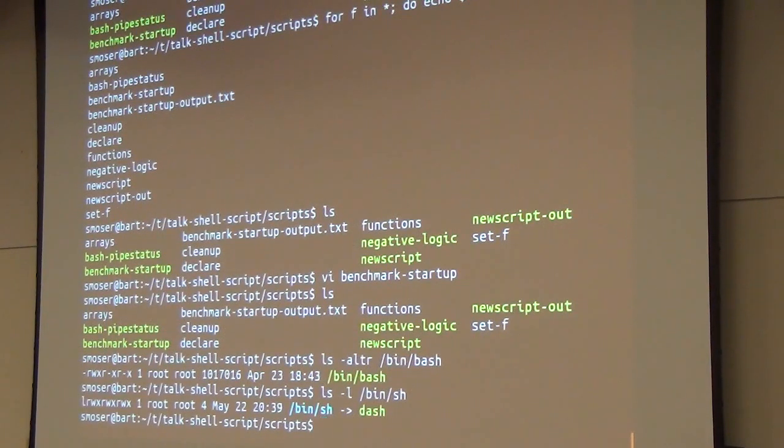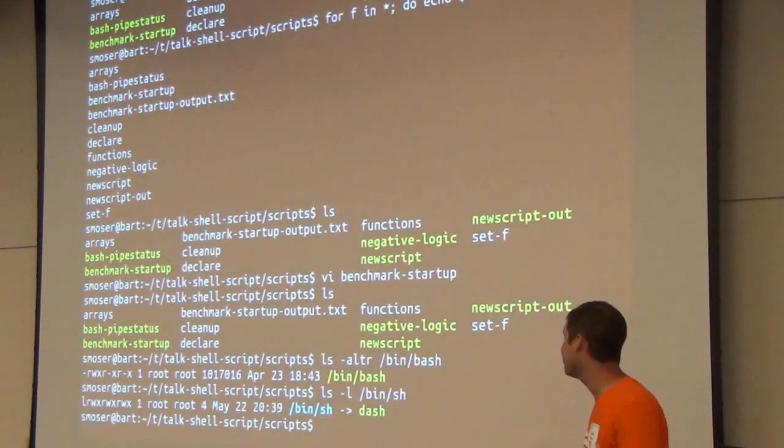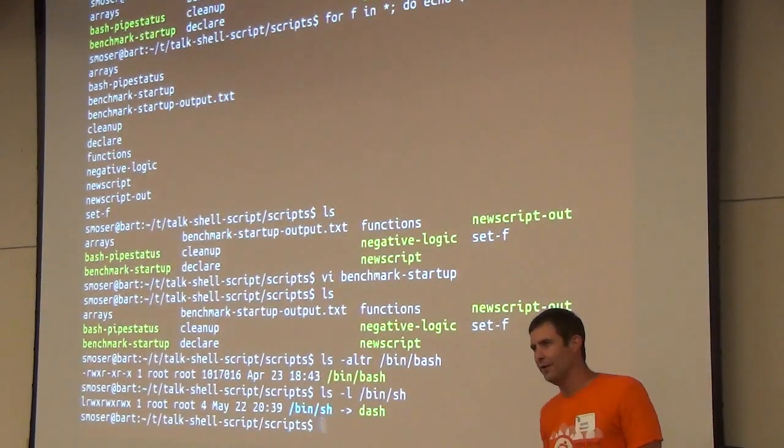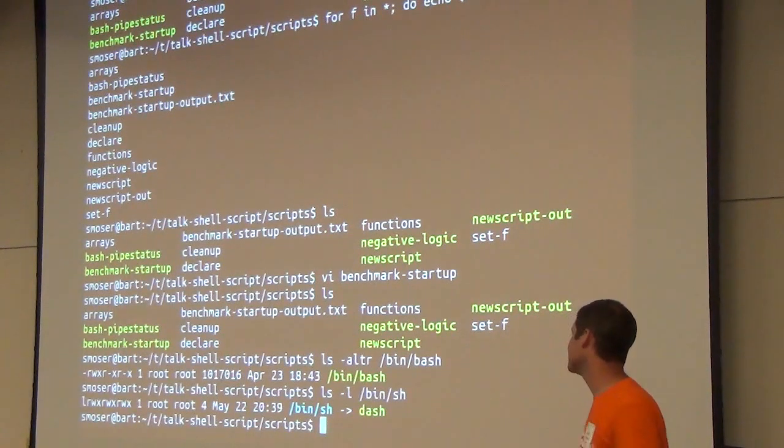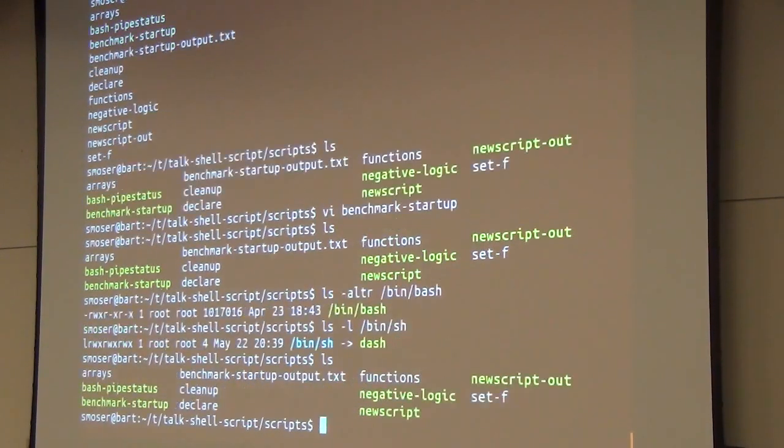Bin sh is dash. That was actually changed in Ubuntu in 2006, I think, primarily for the reason that boot is slow, because bash is significantly heavier than dash and other POSIX compatible shells, just because it's got a lot more features, it's bigger.